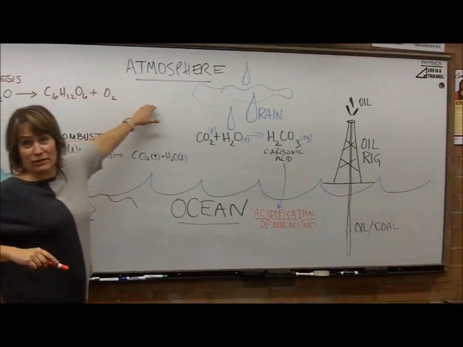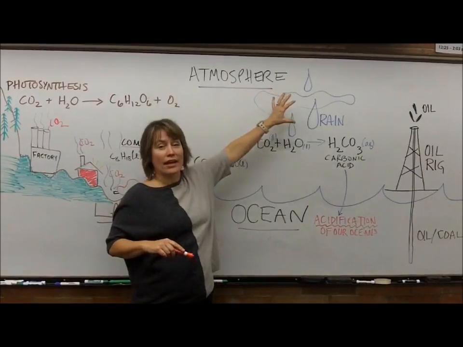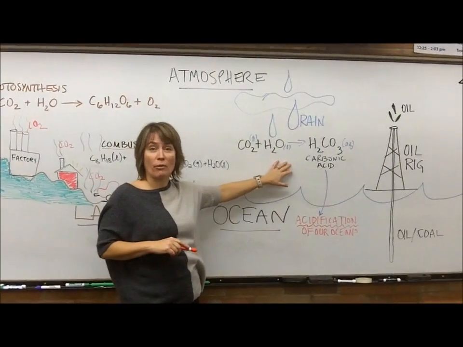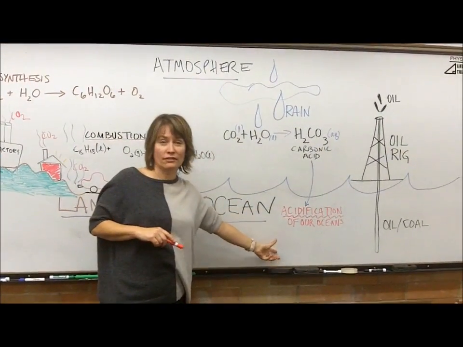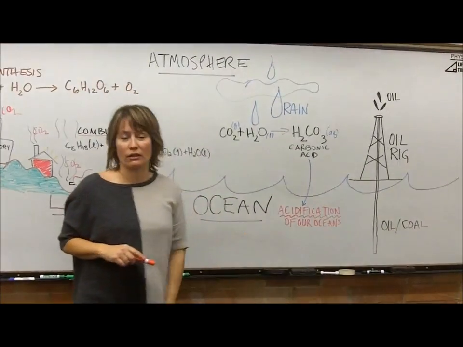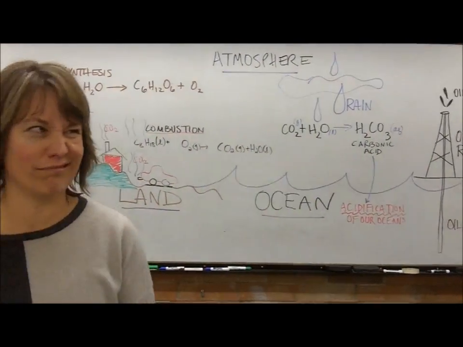Carbon dioxide from the atmosphere can also come down in rain and become carbonic acid and go into the ocean, and that's where we store our carbon dioxide in the ocean.